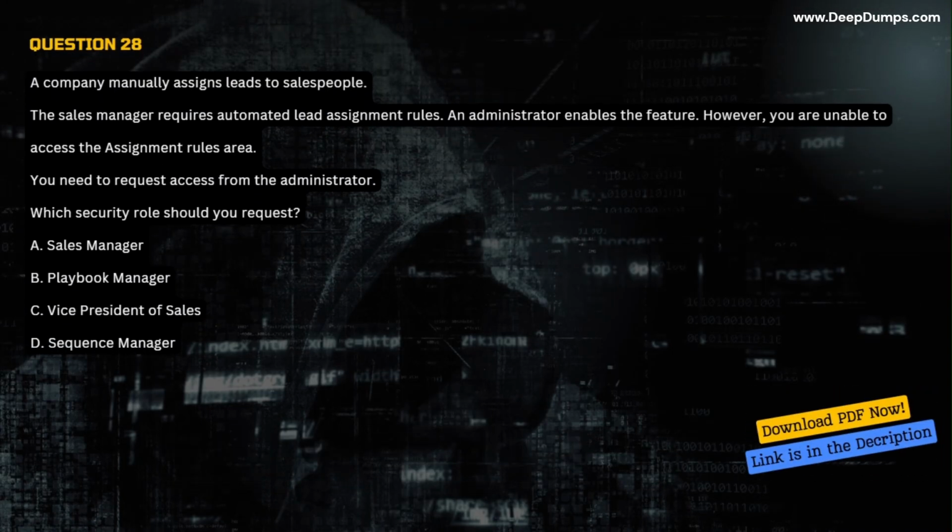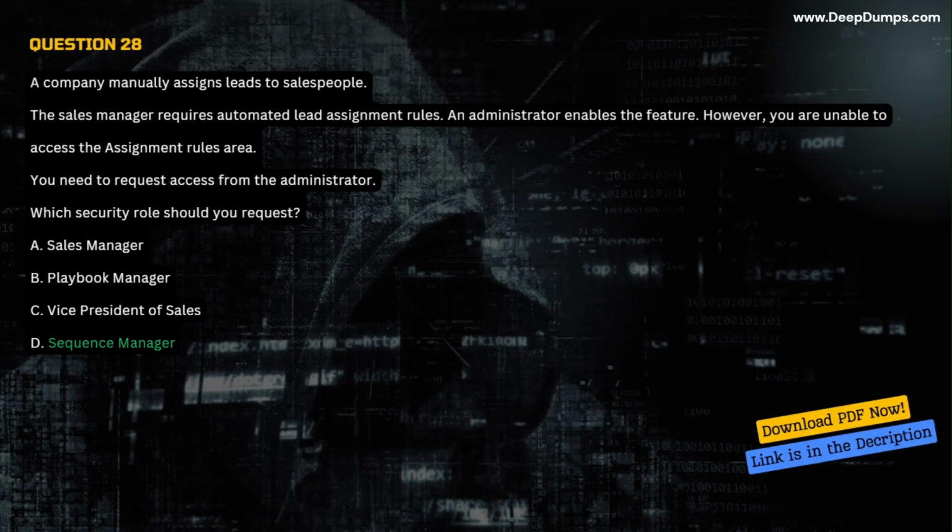Question 28. A company manually assigns leads to salespeople. The sales manager requires automated lead assignment rules. An administrator enables the feature. However, you are unable to access the assignment rules area. You need to request access from the administrator. Which security roles should you request? A. Sales manager. B. Playbook manager. C. Vice president of sales. D. Sequence manager. Correct answer D.